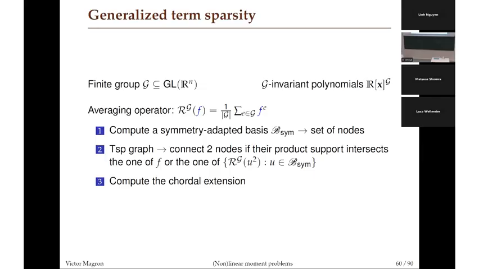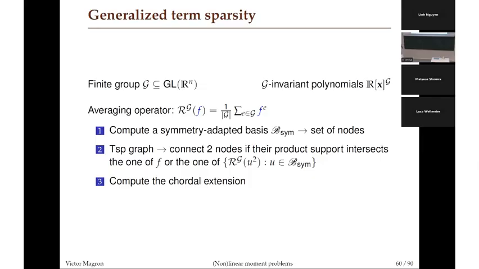And so the algorithm is pretty much the same. You compute a symmetry adapted basis. This is your set of nodes. But now every node corresponds to a polynomial, not necessarily a monomial. And then you connect 2 nodes if the support of the product intersects the one of your polynomial. So it's a bit more complicated than in the case of sign symmetries. And also the averaging of all the squares.